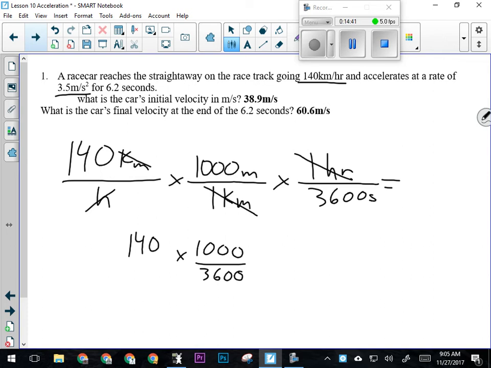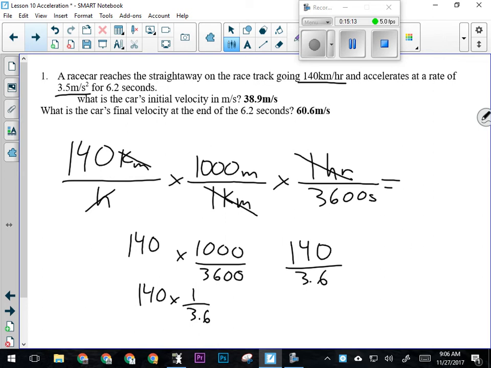Well, there's an even quicker way to do this. Can I divide both of these numbers by 1,000? Yes, so then that's going to mean 140 times 1 over 3.6. What's 140 times 1? So could I just go 140 over 3.6? Write that on your formula sheet. To convert kilometers per hour to meters per second, divide by 3.6.